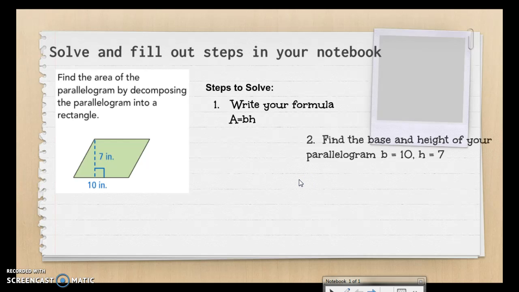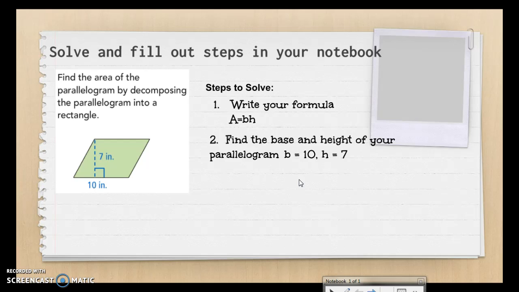Step two. Find the base and height of your parallelogram. So on this parallelogram, you have a base of 10 inches and a height of 7 inches. Notice the 7-inch line is 90 degrees from your base. All right, let's keep going.